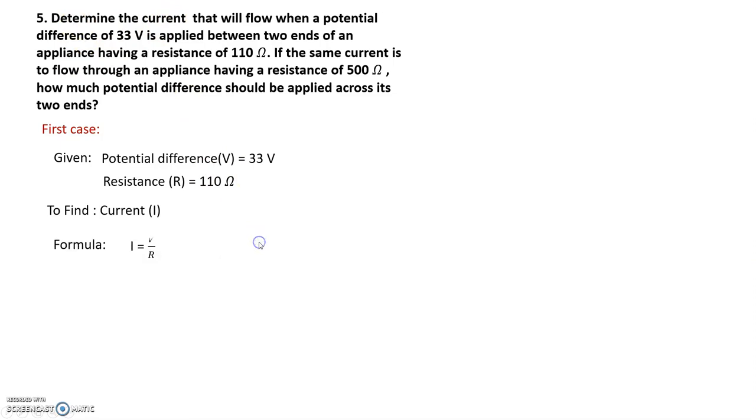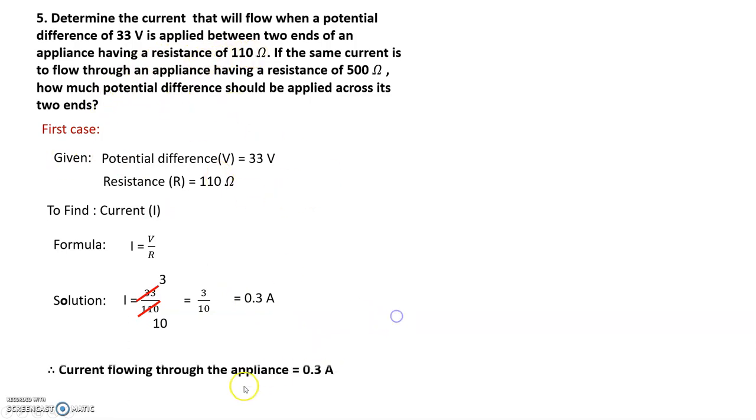So what's the formula? I is equal to V upon R. Let's substitute the values. V value is 33 and R is 110. So we get 33 upon 110. Both the numbers are divisible by 11. So let's reduce it. Yes, 3 upon 10 will be, again, as I said with the earlier sum, you just have to count the 0 in the denominator and place a decimal point towards the left side, counting the number of digits to the left. So this will be 0.3. Since it is current, we write the unit as ampere, A. So the final step for the first case: the current that will flow will be 0.3 ampere.